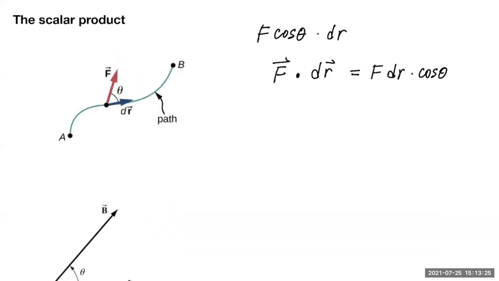Now we see that this combination is of interest to us if we want to examine the effect of a force over displacement, over space. And in the more general notation, if I have two arbitrary vectors A and B, they both start from the same point, this point right here, the angle between them is theta, then we can define the so-called scalar product or dot product between these two vectors as follows. A dot B is defined as the magnitude of A times the magnitude of B times cosine theta. Okay, so this is the definition.